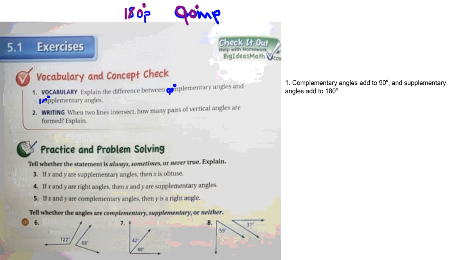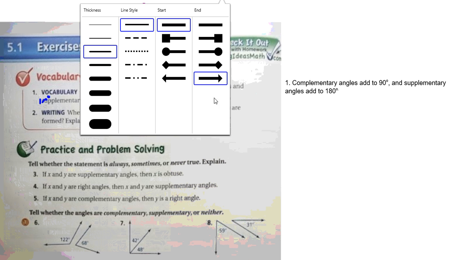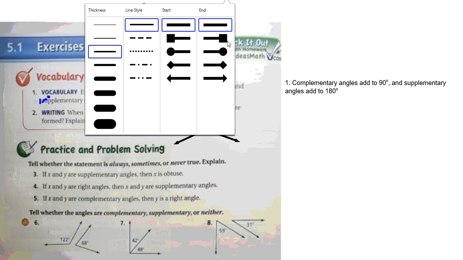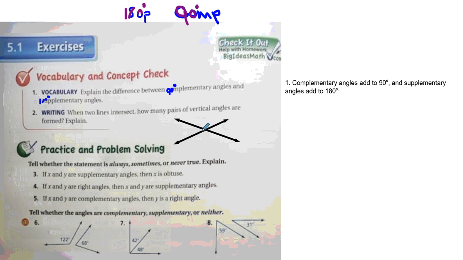All right, number two, let's see what we got. It says when two lines intersect, how many pairs of vertical angles are formed? If I have two lines that intersect, how many pairs of vertical angles are formed? Well, the keyword there is pairs, so it's not how many angles are formed. Vertical angles are angles formed by the intersection of two lines that are right across from each other.